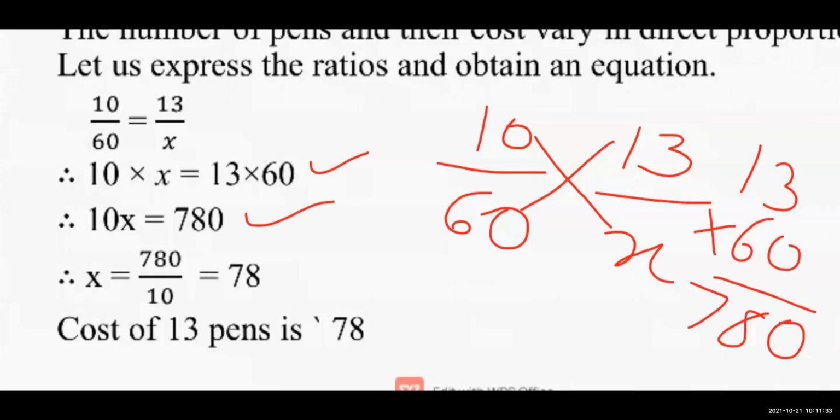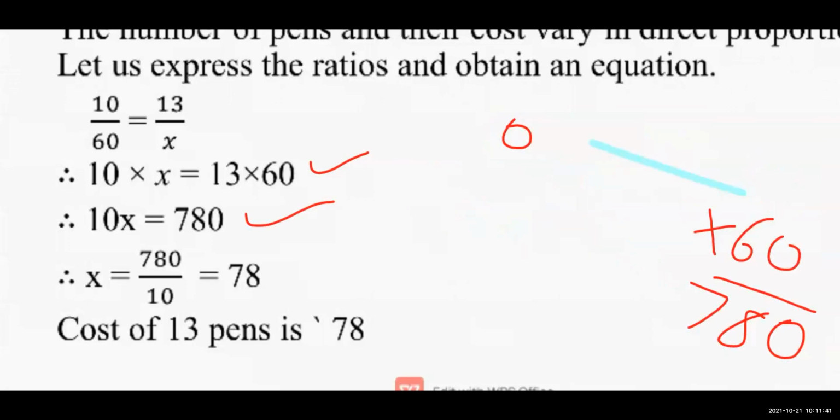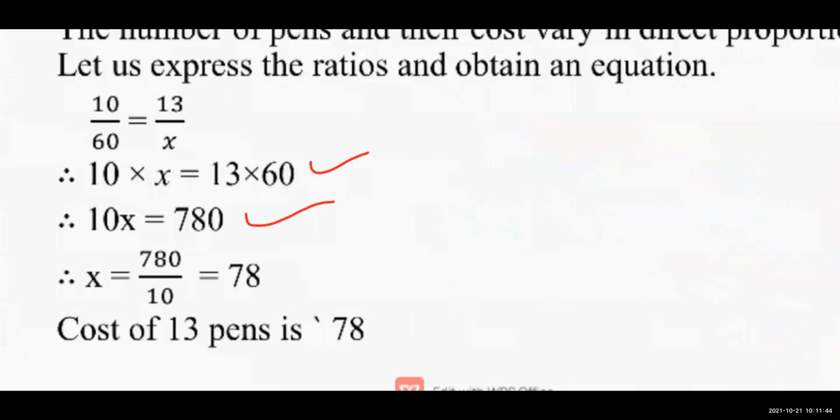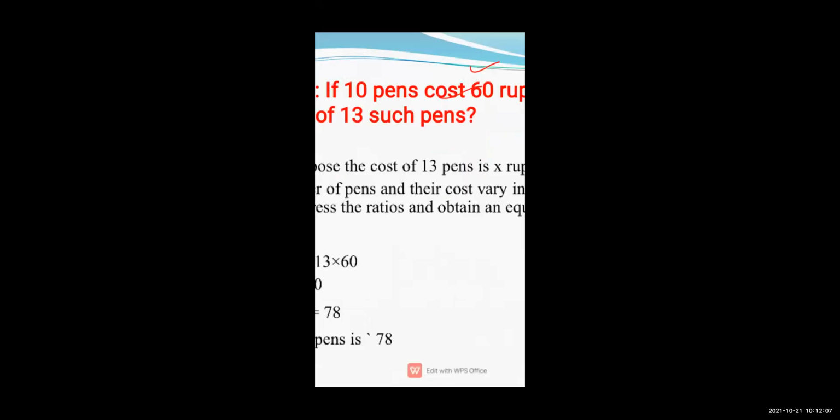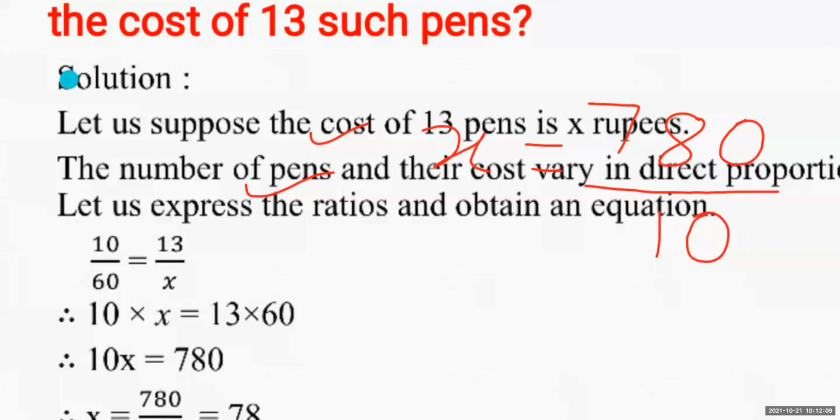Now next step, X we have to keep here only. After equal, what is there? 780. So X will be here only. See, I'll show you. X will be here equal to 780. Now what is remaining there? 10. 10 is in multiplication form. When it comes to that side, it becomes division form. So 10 will come down. Why? Because it is multiplication; if we move it, it becomes division. So there will be 780 upon 10.